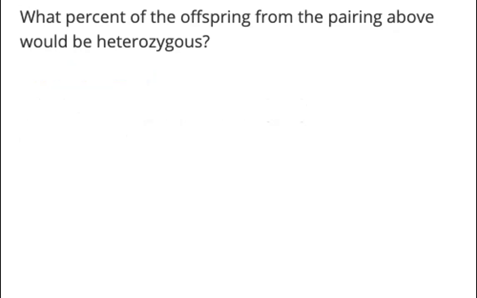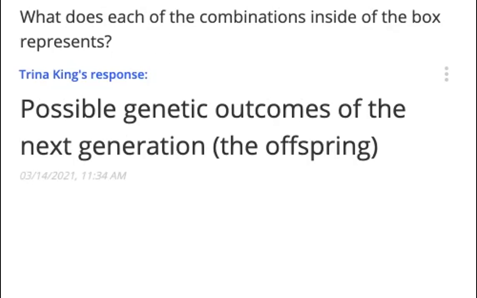Okay. Number 14. What do the combinations inside the boxes represent? Well, that's the possible genetic outcome of the offspring or the next generation for this one here.